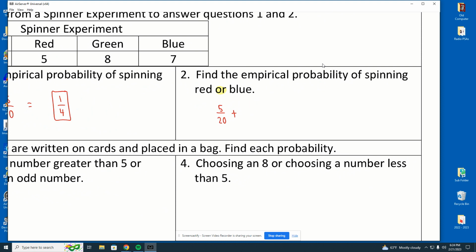So red, 5 out of 20. Blue is 7 out of 20. And again, there's no overlap. So when there's no overlap, I don't subtract anything. If you use your calculator and add those up, it simplifies down to 3/5.